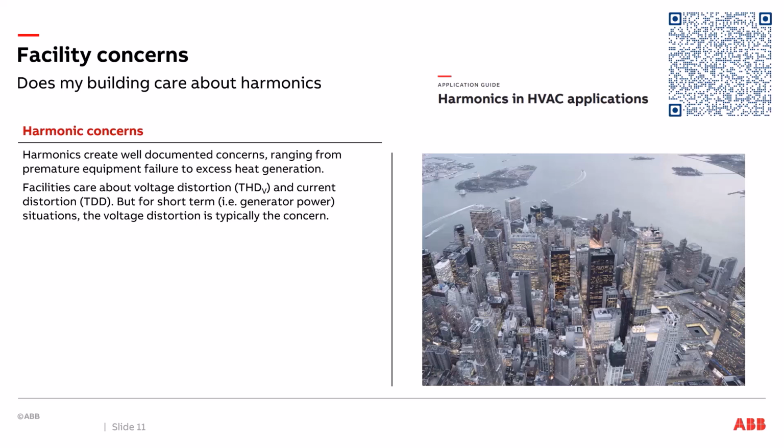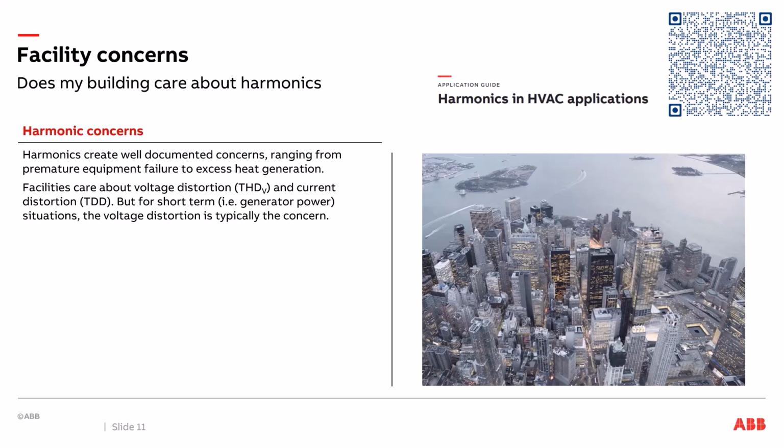So if we look at the steady state operating condition of our building, we know our facility cares about voltage distortion. We want a good quality voltage waveform. We care about current distortion. The lower the amount of current that I'm drawing, the smaller my wire sizes can be. And then of course, IEEE 519 is all about TDD as far as what the targets are.